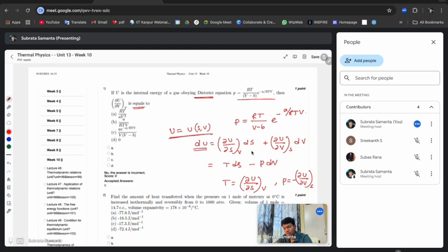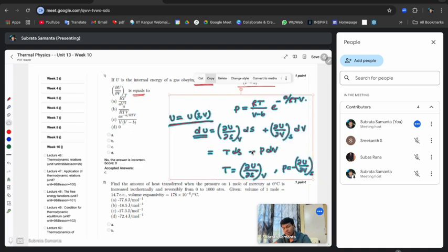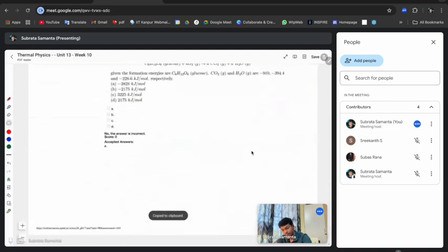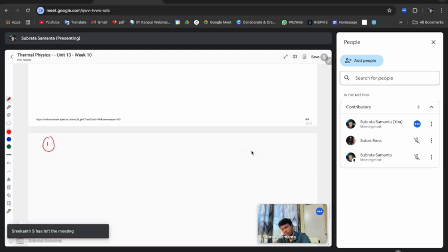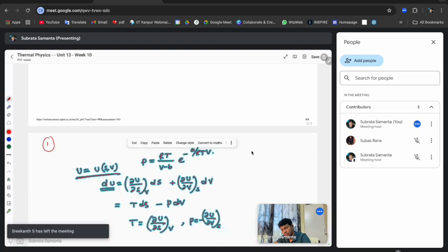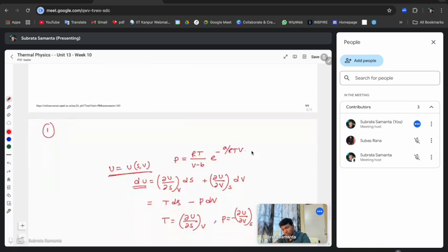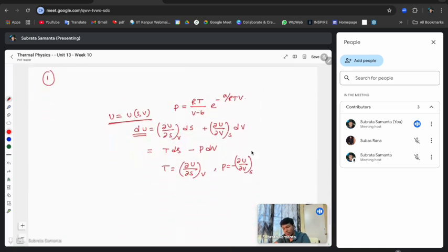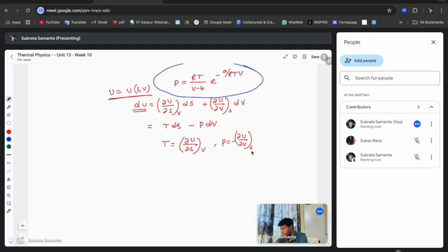So this is dU. Now let's first copy this and go to the end, and get a new page. So this is problem number 1, and this is the equation of state that is given. Now you have to calculate ∂U/∂V.